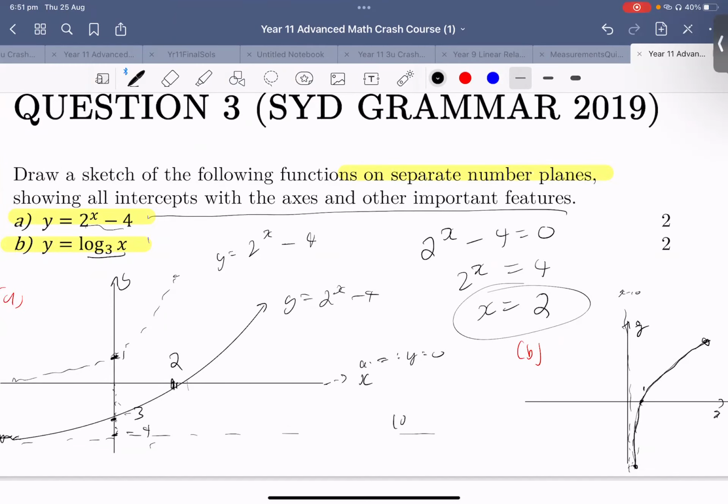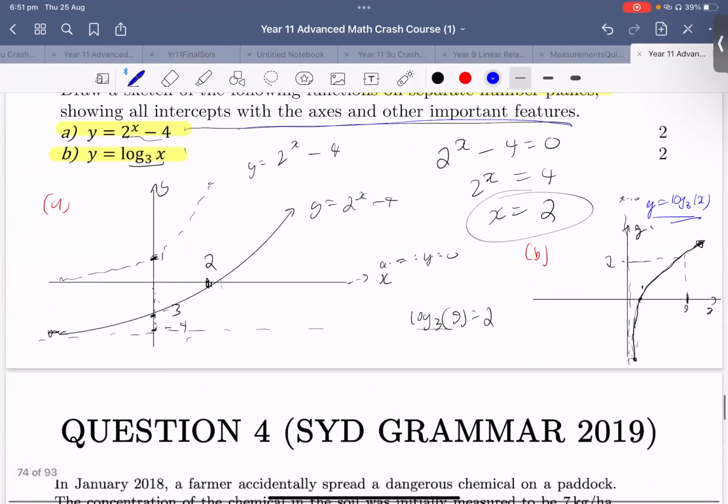Just if you want to be fancy, note that log base 3 of 9 is equal to 2. So at 9, you can just say that the graph points at 2. But I don't think you really get marked on that. Actually, maybe, because it says, and other important features. You want to distinguish this graph as different from other logarithmic graphs because it's log base 3 of x. And that's it, this one.